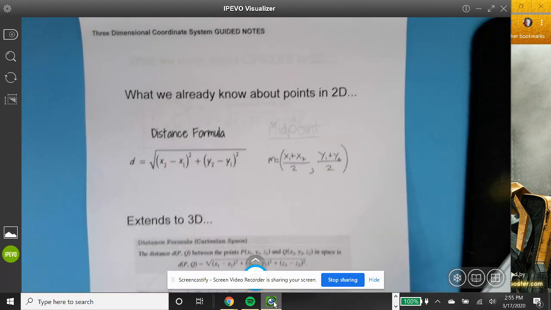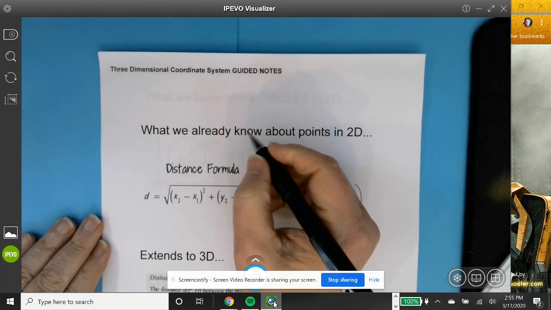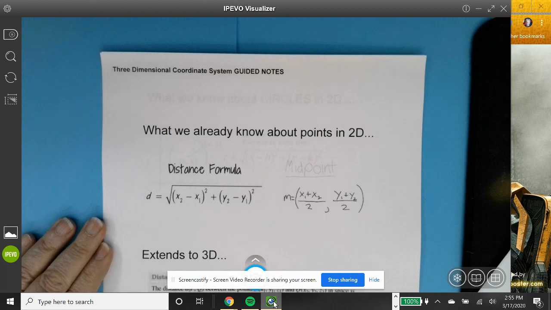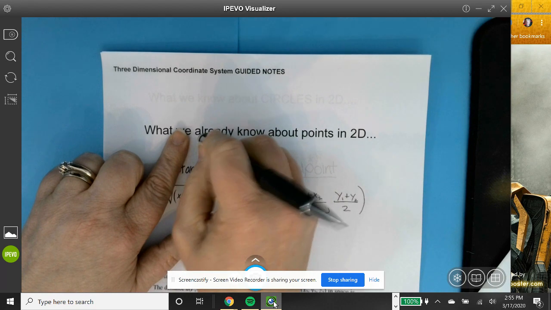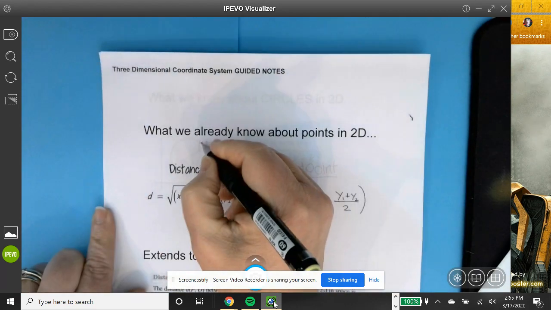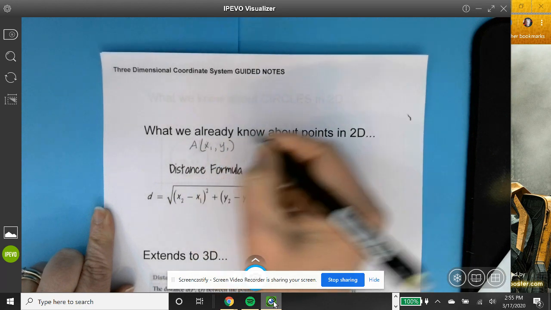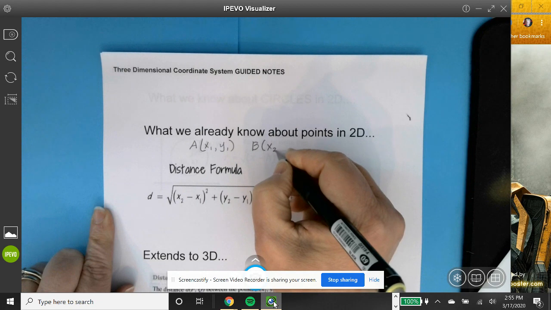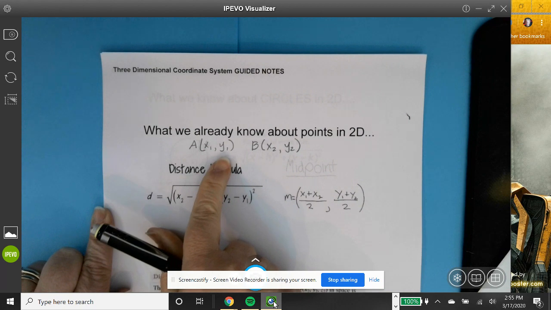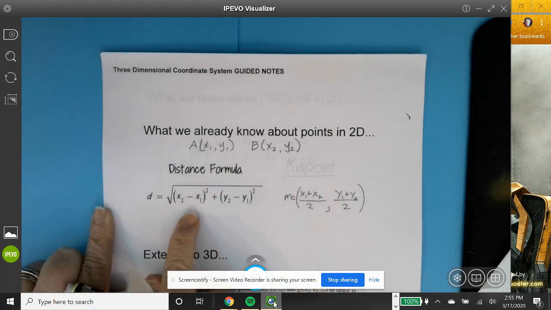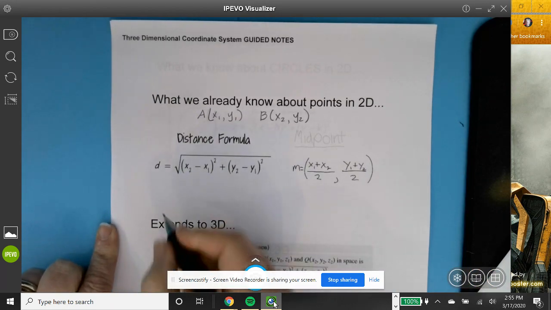All right, so let's move along. Let's talk about what we already know about two dimensions with points. Let's say I have a point A. Whoops, I'm sorry. It always takes me a few minutes to get going here. So let's call this point A, and this is x sub 1, y sub 1. And I have a point B, which is x sub 2, y sub 2. And we know so far that in two dimensions we can find the distance between these points using the distance formula. And I like to go over really quickly where the distance formula came from.